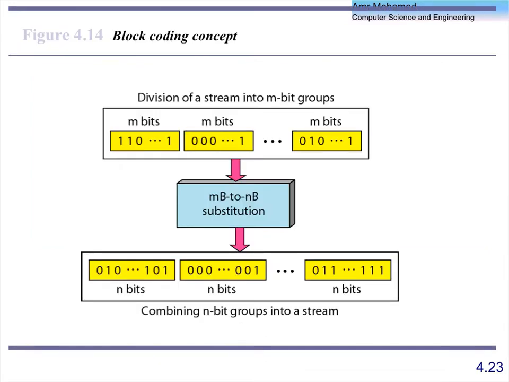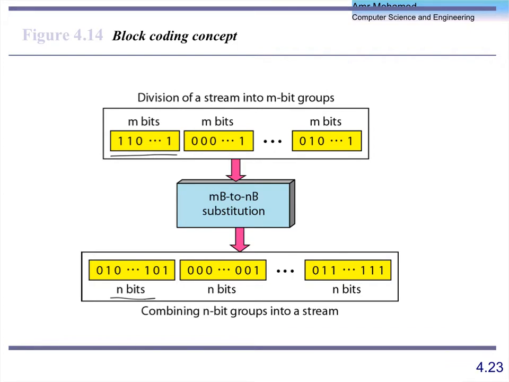So as we said, in block coding, what happens is that we take the stream of bits, and then the first thing we do is that we divide these bits into multiple groups. Each group is of size M. Okay? Like for example, we take 4 bits. We put it in one group. Okay? That's why it's called block coding. And then we map these M bits into N bits, such that N is more than or equal to M.